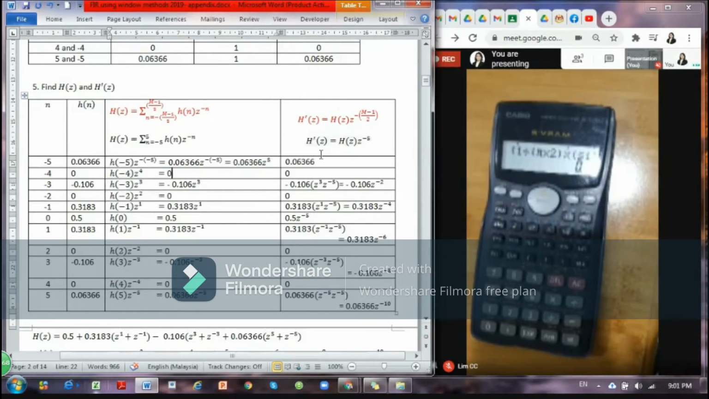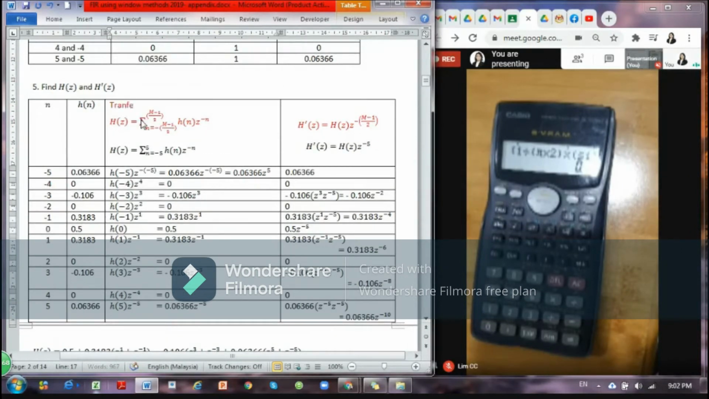After that, this one is the transfer function of the realization filter. So H prime(z), I just type in here. For your understanding, this one is our transfer function for the filter, and this one is the transfer function for realization.